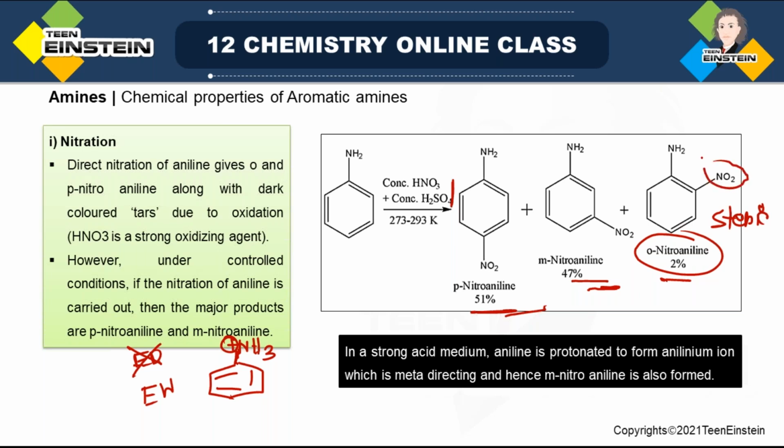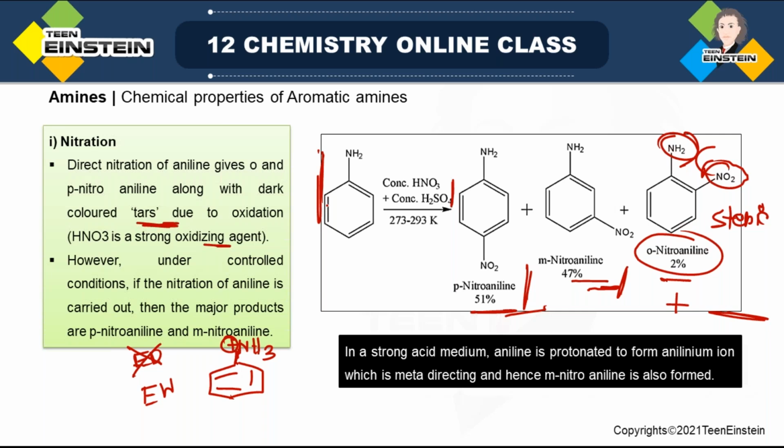These two groups come into contact, so though it is the ortho position and from an electronic point of view it should have a good yield, there will be some steric problem, so the yield is very low. In this description, direct nitration of aniline gives ortho and para-nitroaniline along with dark colored tars. This method is not very good, because you get a 1:1 product and some other undesired products, because HNO3 is a strong oxidizing agent and aniline is itself a very good nucleophile because of its activated ring.